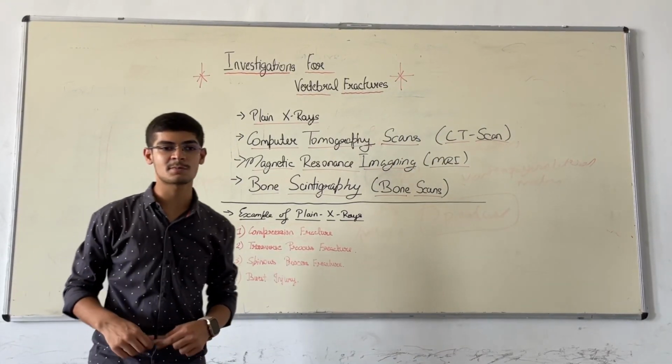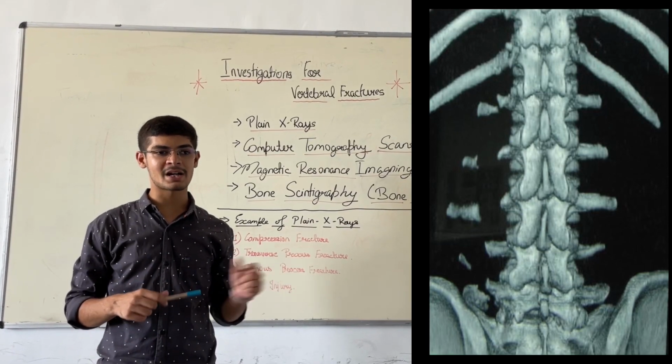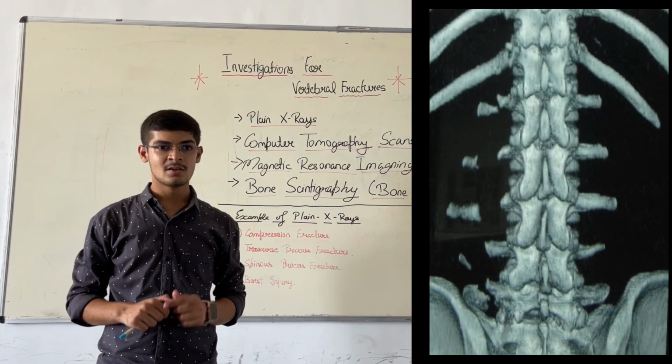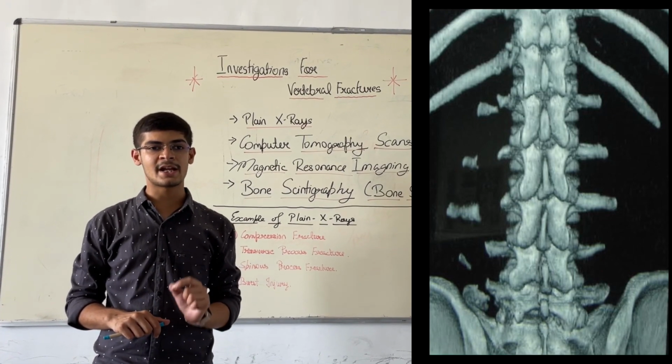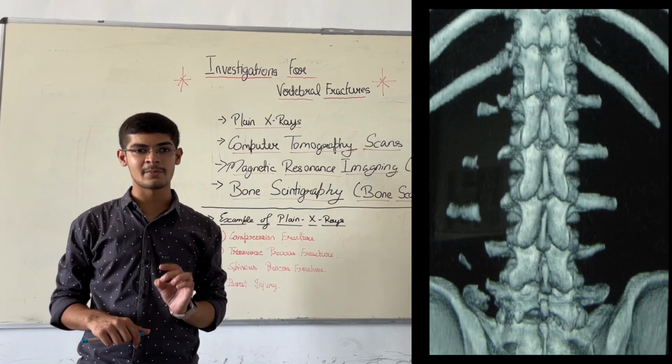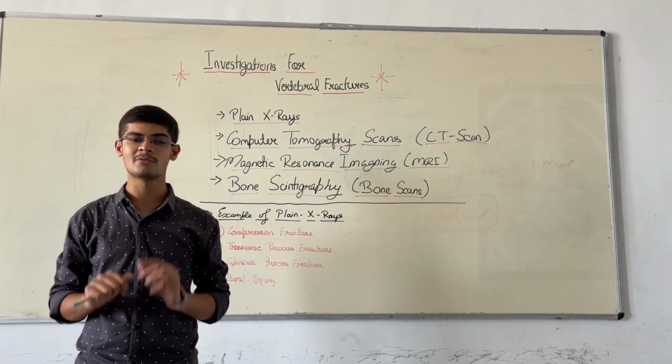Next is transverse process fracture. In this X-ray you will be able to see multiple lumbar transverse processes are fractured. Mostly this kind of fracture occurs due to direct injury over the vertebrae, such as direct injury during a fall from a vehicle.